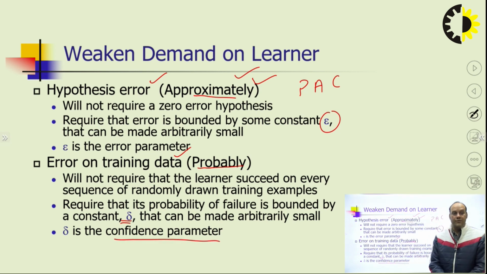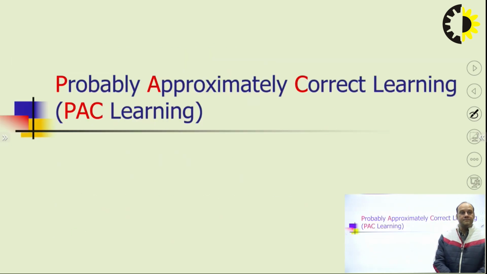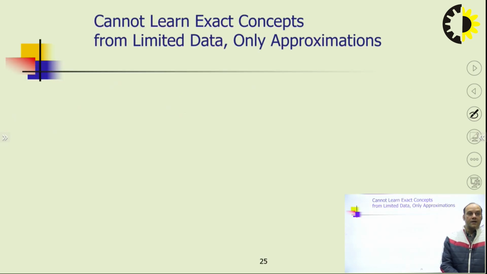So we have here different types of error. One is called training error, the second is called true error, and one more is called hypothesis error. We will approximate this error and check whether my training data have some error or not, with this confidence parameter delta. So what is PAC learning? P stands for probably, A for approximately, C for correct learning. We cannot learn exact concepts from limited data. This we already know.